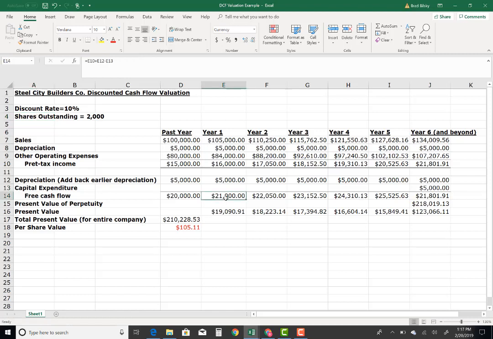So this 21,000, again, we're going to discount that. Notice the formula I used to do that. I take the 21,000 in this case, and I divide it by 1 plus the discount rate.